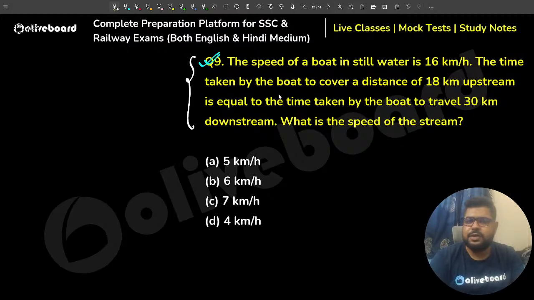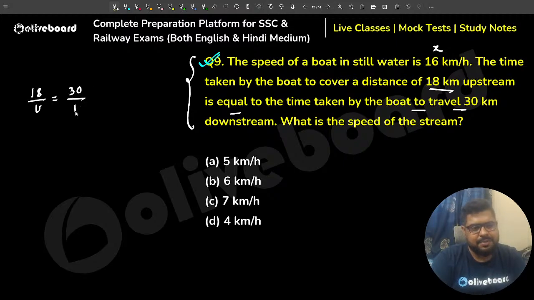Chal, let me give you the solutions. Speed of the boat, x given. Time taken for 18 km upstream is equal to time taken by the boat to travel 30 km downstream. Sir, 18 km upstream by U, 30 km downstream by D. This is equal, meaning the ratio is known. 6 threes, 6 fives. D by U is 5 by 3.